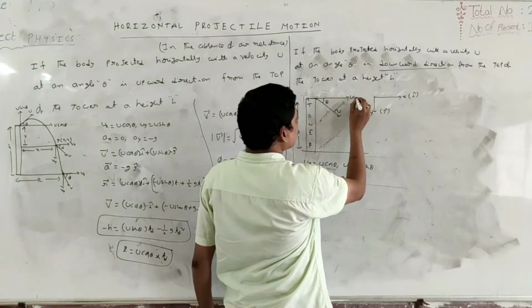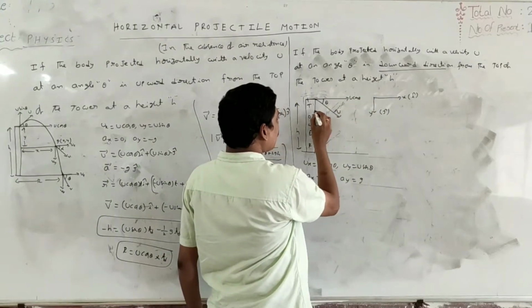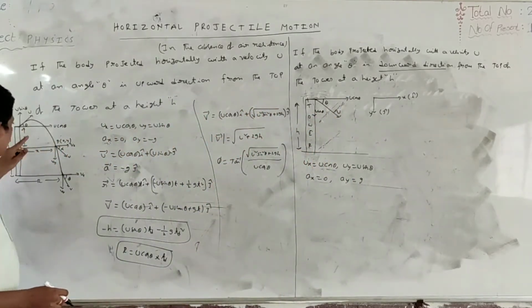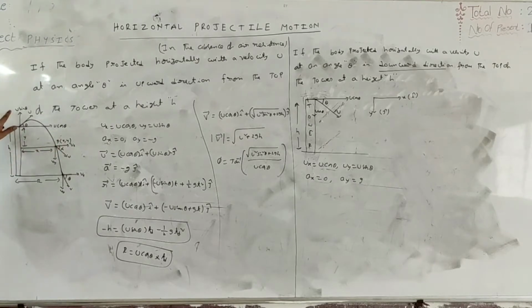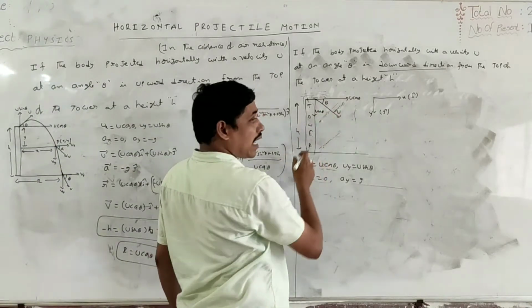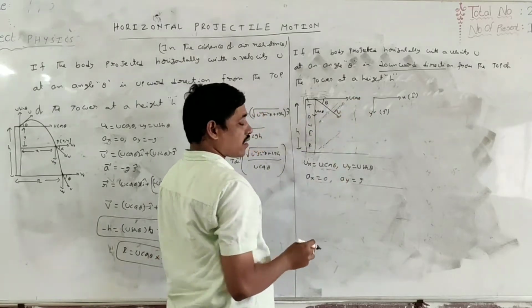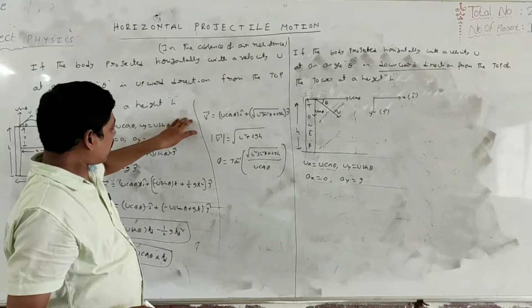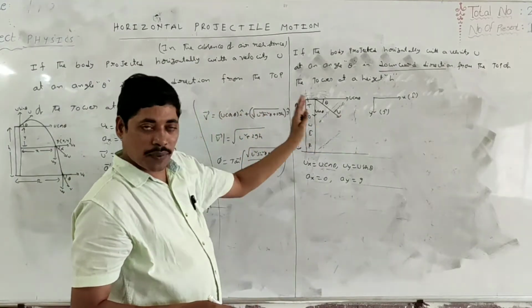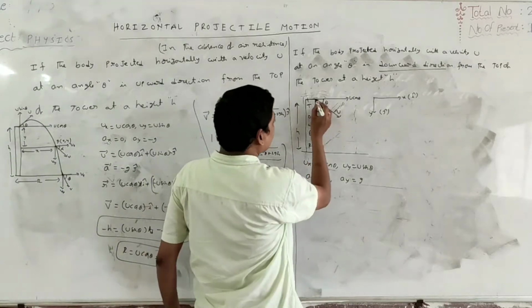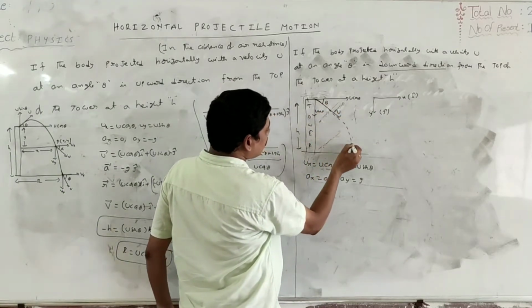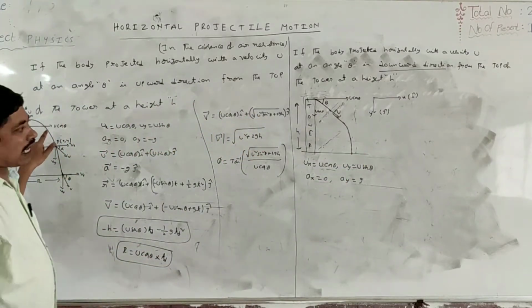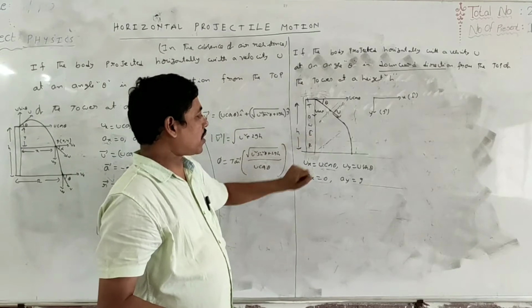Resulting in two components: u cos theta and u sin theta. These are the two rectangular components. In both cases we have u cos theta and u sin theta, and u cos theta remains constant in all cases. The same procedure applies, and the path of the projectile is a parabola. This trajectory is a parabola, and that trajectory is also a parabola.